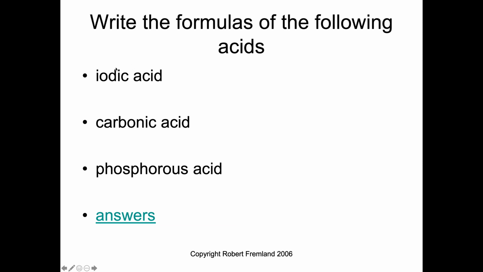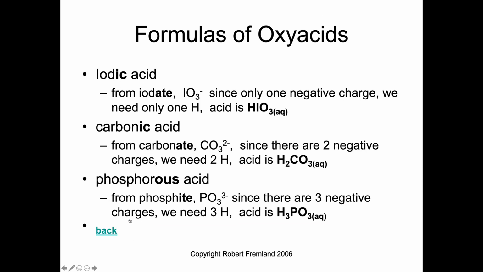So remember, if the acid ends in -ic, the ion is -ate. So iodic means iodate. Iodate is IO3-. Again, how do we know this? This is a polyatomic ion. You just got to know them. It's only one negative charge. We need only one hydrogen, HIO3. Always write the H first.